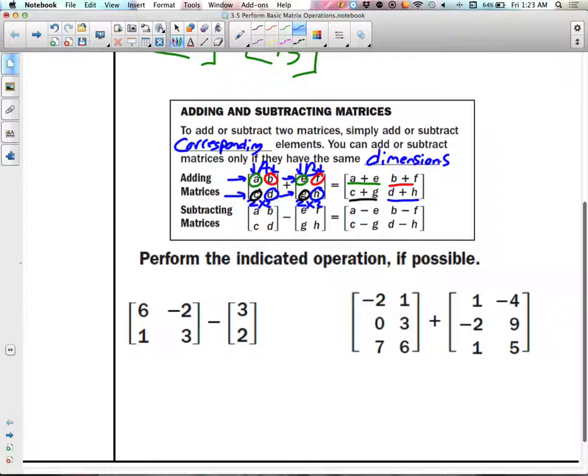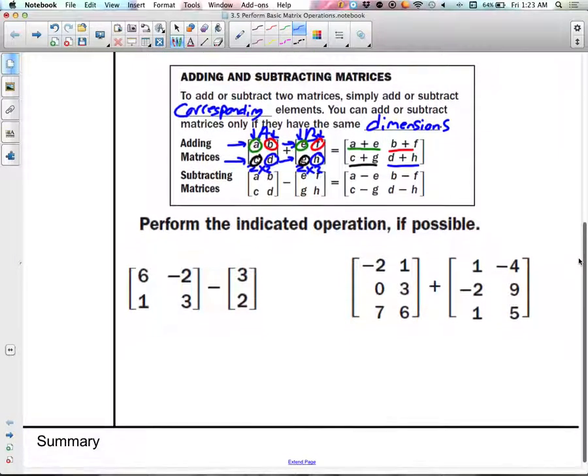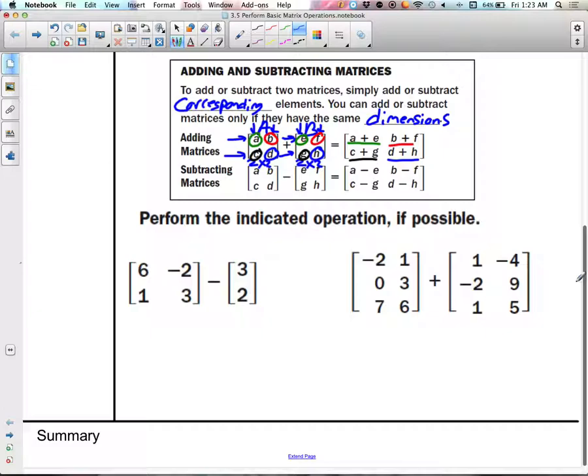If you look at the first one here, you've got a matrix with elements 6, -2, 1, and 3, and we're going to subtract a matrix with elements 3 and 2. Now, first thing you want to do is check the dimensions. So this first one has 2 rows, row 1 and row 2, and it has 2 columns. So this is a 2 by 2, that's the dimensions. And then the second one over here has 2 rows. Now a row can have 1 element in it, such as 3, that's still a row, and then the 2 is still a row. And it has 1 column, so it's a 2 by 1.